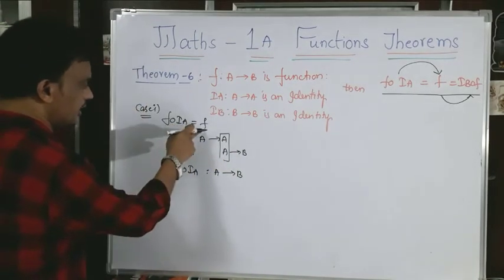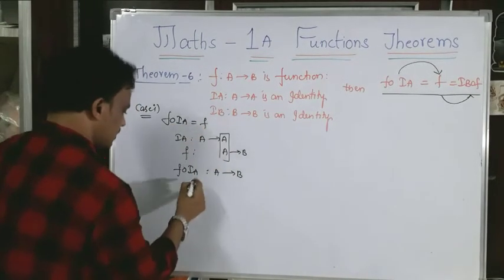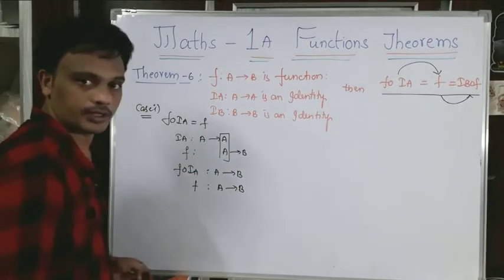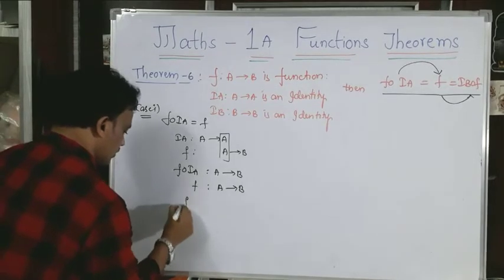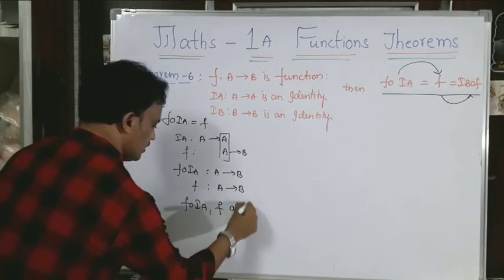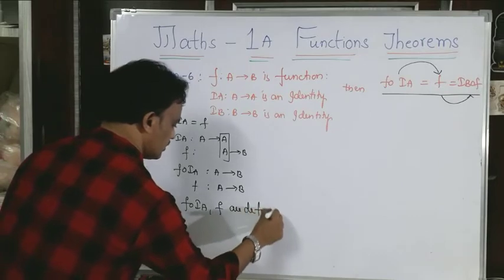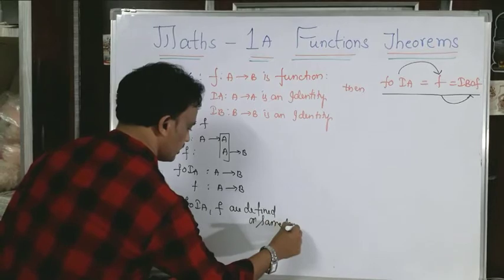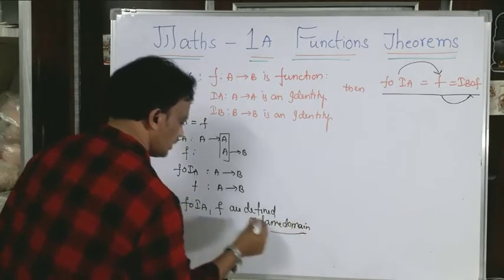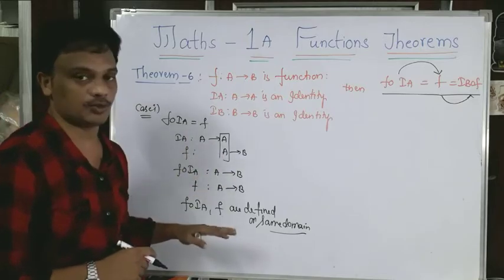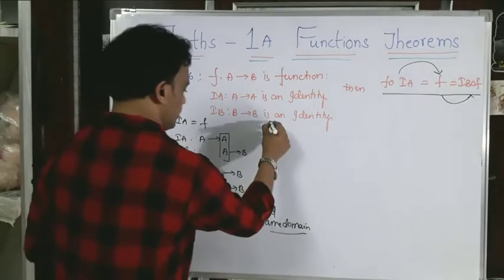And what about the right side function? F is already defined from A to B, right or not? So finally what do you say? It is F circle identity function of A, and F. Yes, they are defined on the same domain. So the first part is completed. When two functions are said to be equal, they are defined on the same domain.